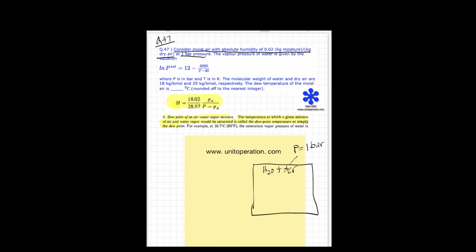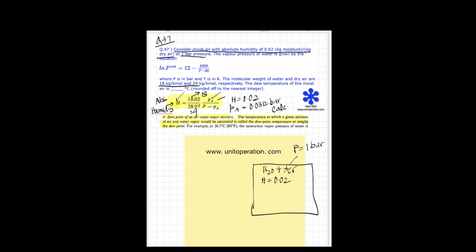0.02. By definition, this is the value of absolute humidity. This is the definition of absolute humidity. So here H is given as 0.02 kilogram moisture per kilogram dry air. Of course, according to this problem, it's given as 18 and this is given as 29. So the only unknown is PA, and we can find the value of PA, which comes to be equal to 0.0312 bar. The calculation is shown.